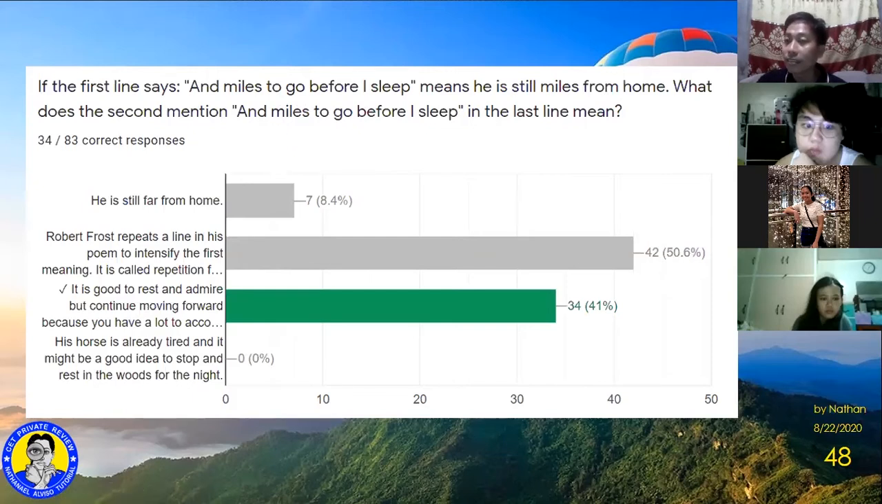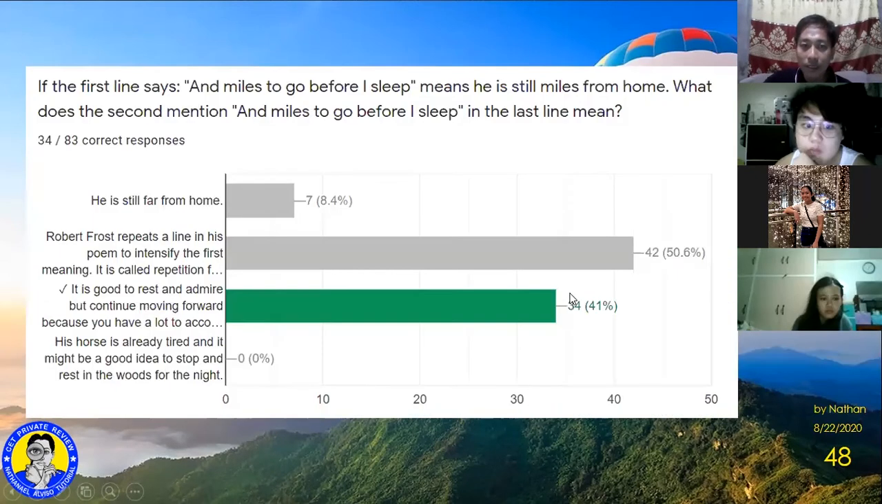famous. The second meaning is he may stop for some time, but he has miles to go, meaning he has to achieve a lot of things first before he sleeps. He finally rests and sleeps in death. So the answer to that is, it is good to rest and admire, but continue moving forward because you have a lot to accomplish in life before you die. Okay, so that's why 34 students were able to form the right conclusion on what Robert Frost meant by this passage.